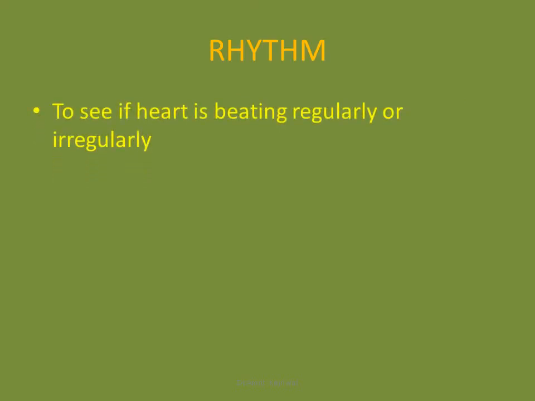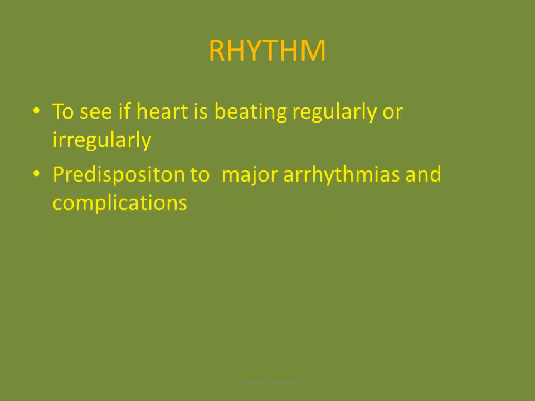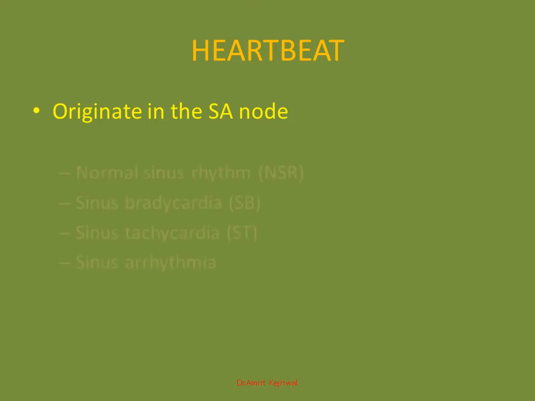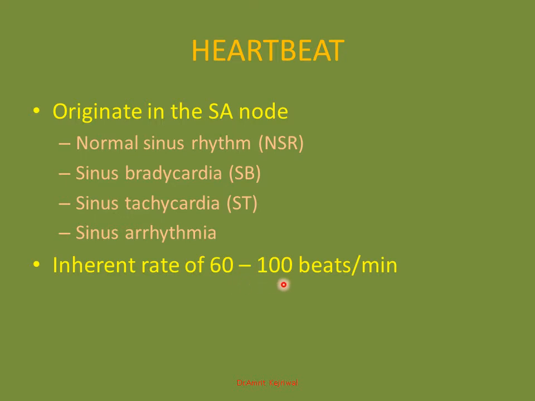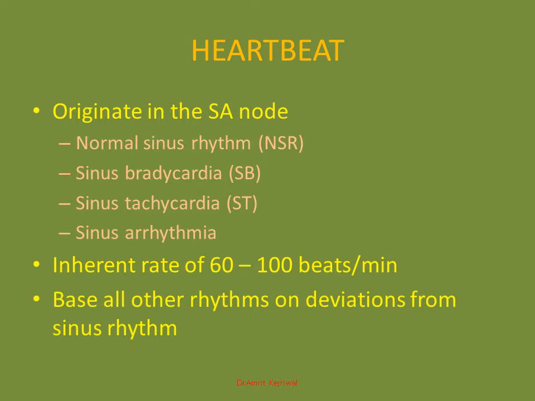Rhythm: to see if the heartbeat is beating regularly or irregularly, and this may cause predisposition to major arrhythmias and complications. So, the following beats originate in the SA node: the normal sinus rhythm, sinus bradycardia, sinus tachycardia, and sinus arrhythmia. The normal heartbeat has a rate of 60 to 100 beats per minute, and it forms the basis of all other rhythms on deviation from the sinus rhythm.